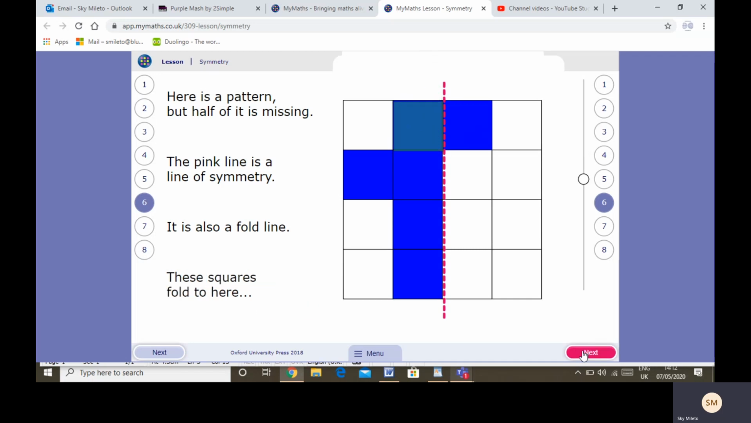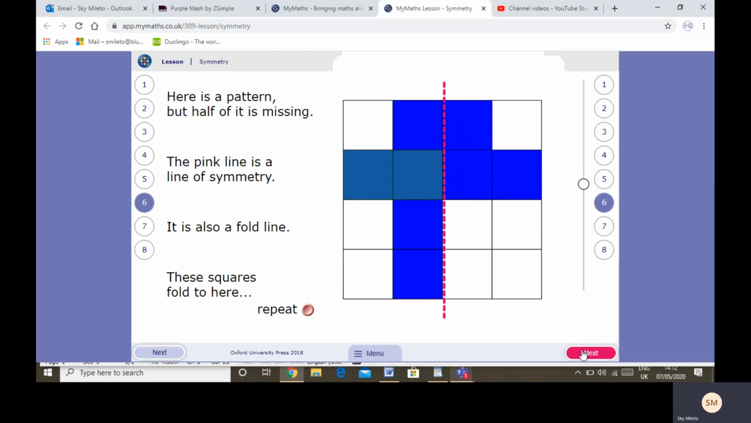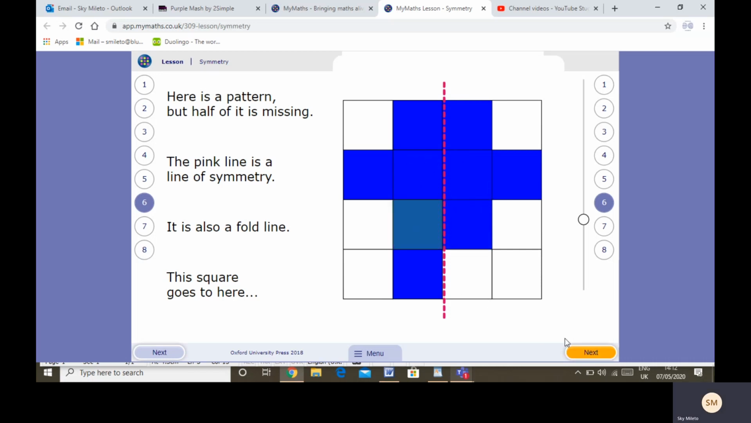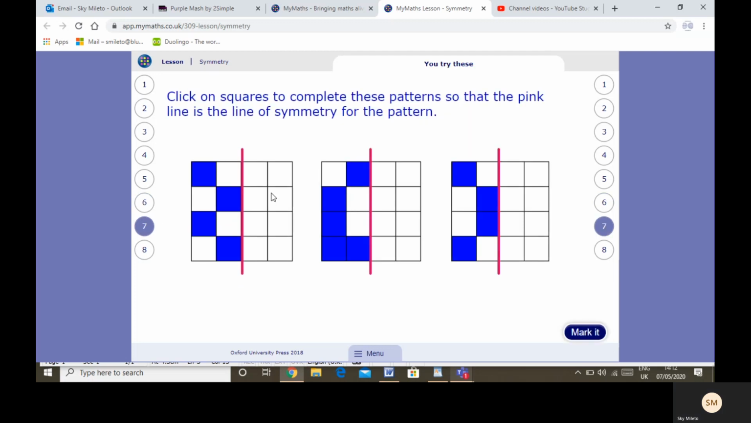So we have one square at the top. Then we will have 2 squares being coloured in because there's 2 squares on this side, so there must be 2 squares on that side. And then we've got 1 square there, and guess what's going to happen to this one? 1 more square. You can see now they're both exactly the same. So just click on the squares to complete the pattern.